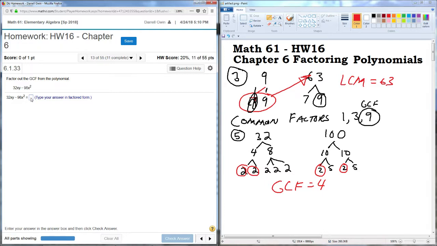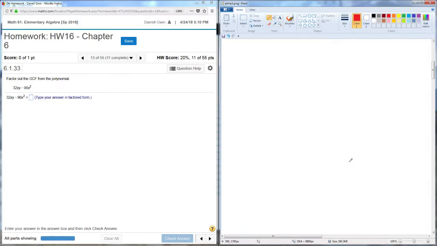I think it's 32, but I'm not sure. Okay, that's a tough one. Number 13. Looks like I'm crooked. Number 13. 32.